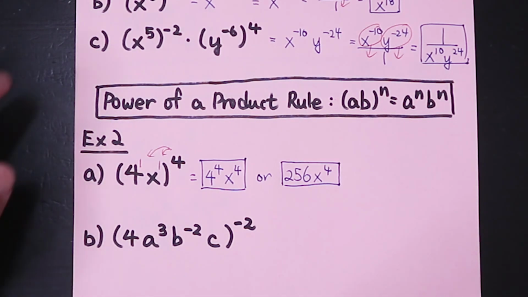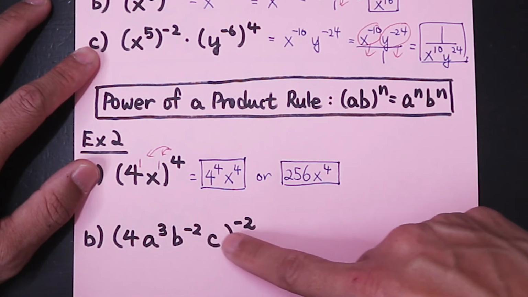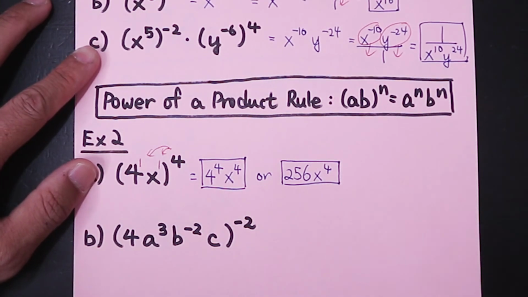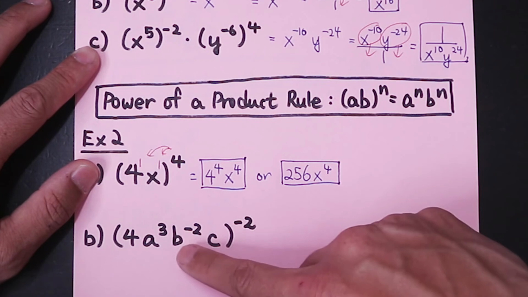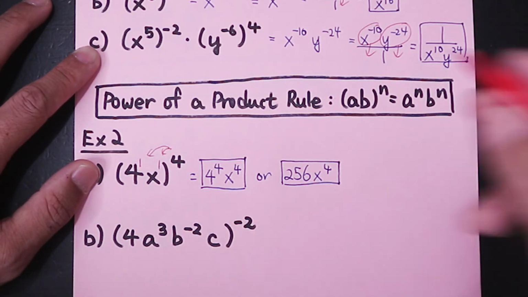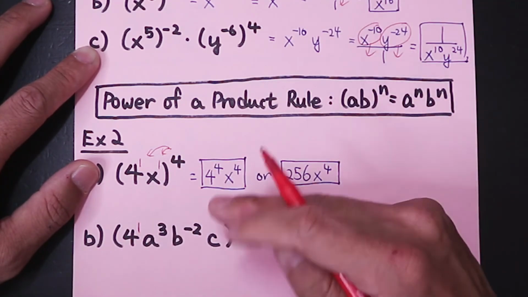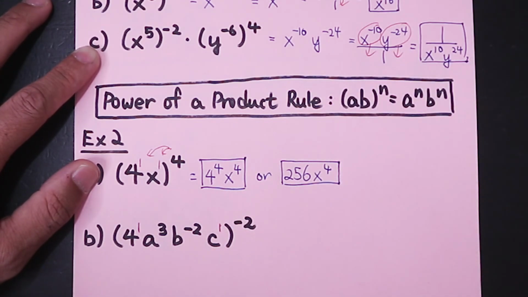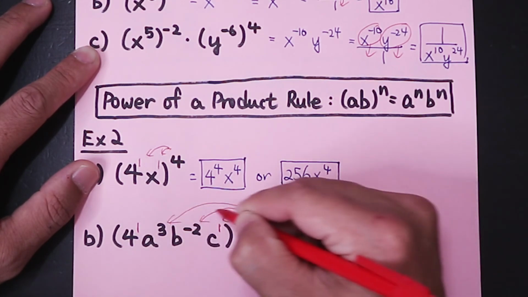Let's take a look at another example, example 2b, which is 4a cubed b to the negative 2 c, and then everything raised to the negative 2nd power. First of all, there are 4 bases inside these parentheses. There's a 4, there's an a, there's a b, there's a c. Make sure that everything has its own exponent. If not, then put a 1 there. So 4 doesn't have one, so we're going to put an exponent of 1. c doesn't have an exponent, so we're going to put an exponent of 1 there. And then after that, you're going to distribute the outside exponent to the inside exponents like this.